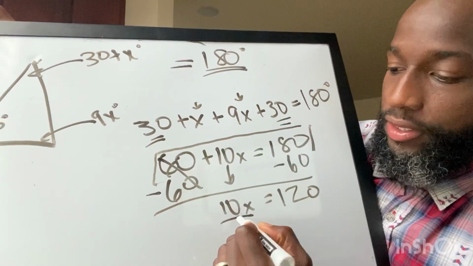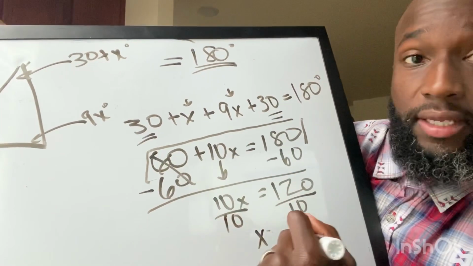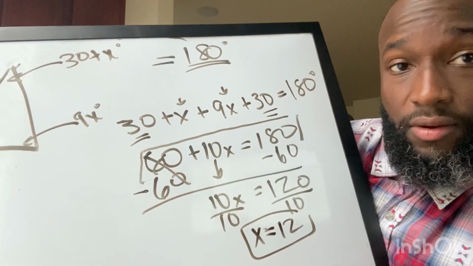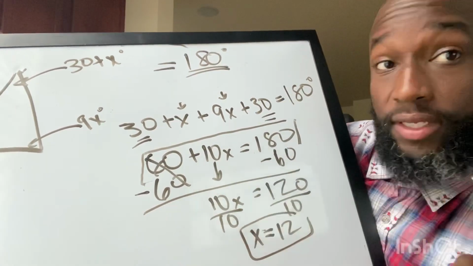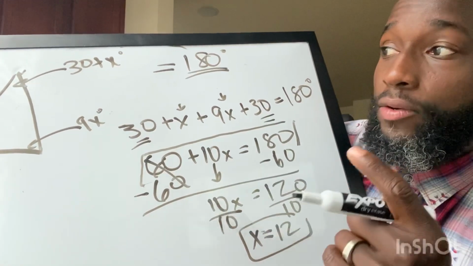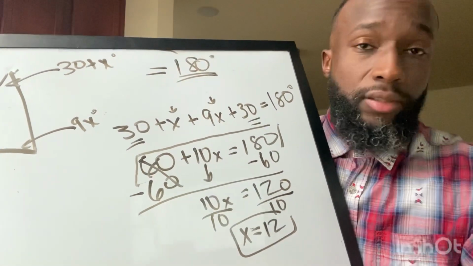From here, you just divide, because you got to get the x by itself. Divide by 10 on both sides. So x equals 12. That's the first part of the problem. We solved for x. Now, we're going to figure out the measure of all the angles. So we got x equals 12.